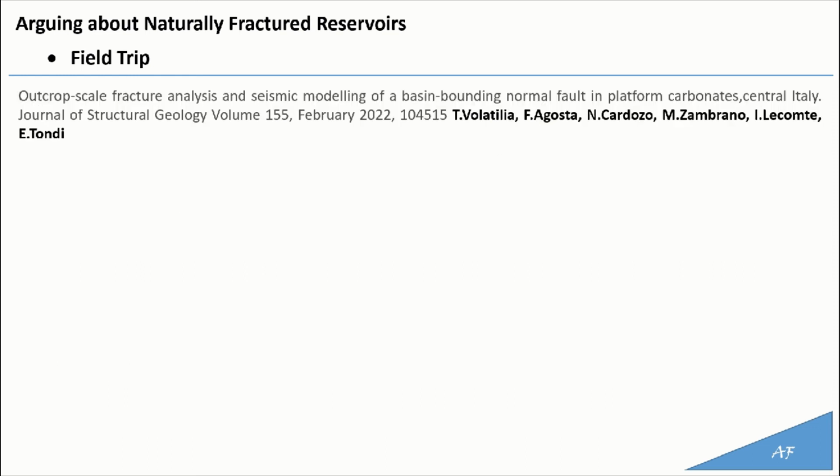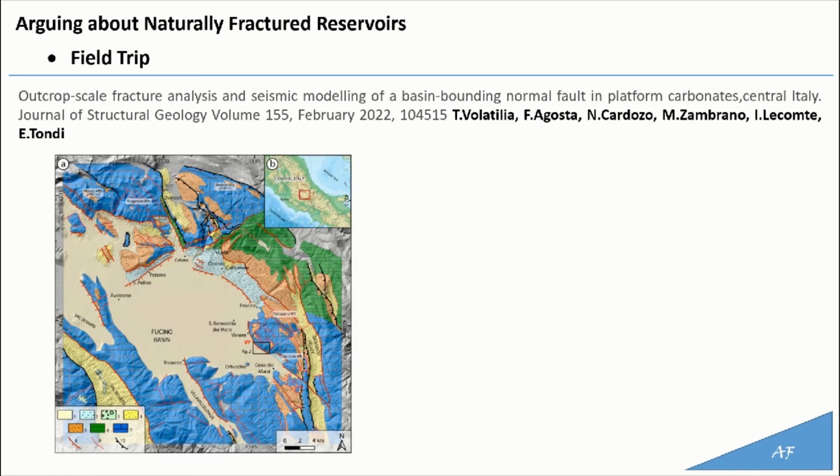Recently, I had the opportunity of reading a paper published in February 2022 that could represent a good analog for the fields located in southern Italy. The paper illustrates the study performed on the Venere fault, a fault that bounds the intramountain Fucino Basin in central Italy and cross-cuts Lower Cretaceous platform carbonate.